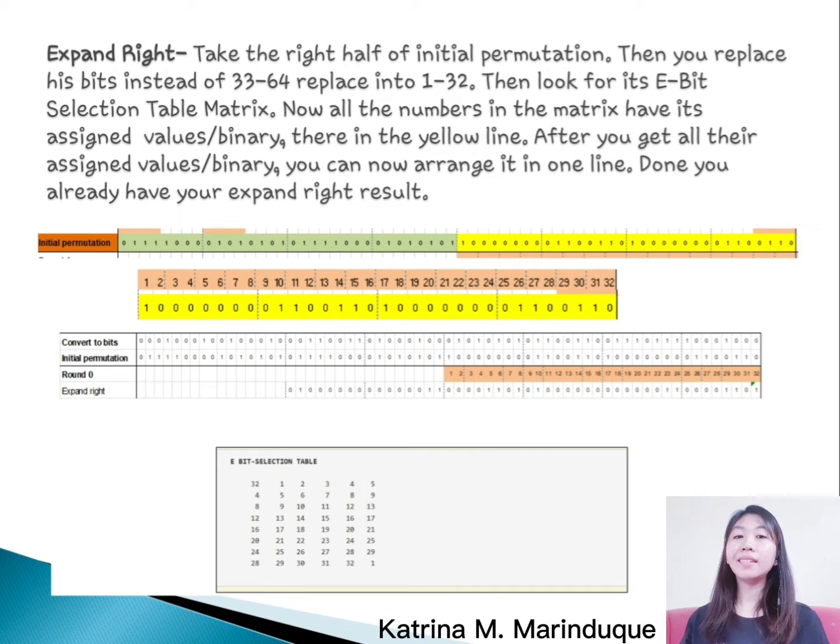Expand right. In the expand right, take the right half of the initial permutation. Then replace these bits, instead of 33 to 64, with 1 to 32. Then look for its E-bit selection table matrix. Now, all the numbers in the matrix have their assigned values or binary there in the yellow line. After you get all their assigned values or binary, you can now arrange them in one line, and done. You already have your expand right result.